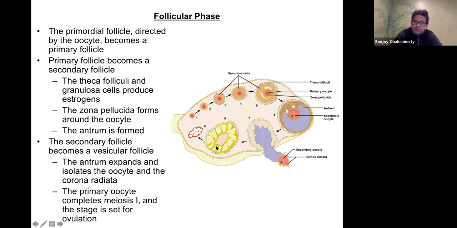This corpus luteum releases 2 hormones. Remember, the growing follicle releases estrogen, but this one releases 2 hormones, mainly progesterone and also estrogen. So estrogen has 2 sources: one is the growing follicle before the ovulation, and the other is the corpus luteum after. But corpus luteum mainly releases progesterone, another hormone.